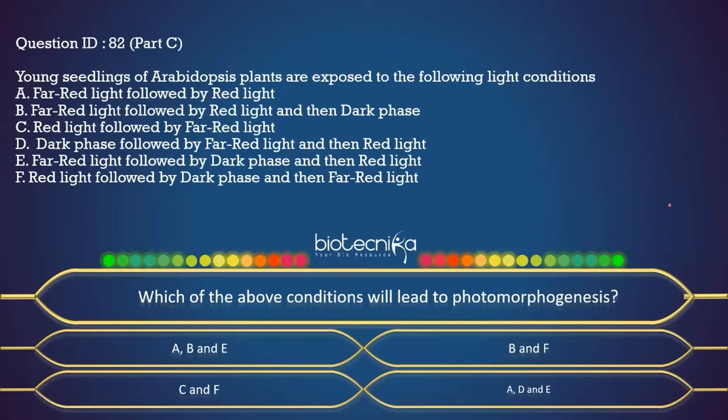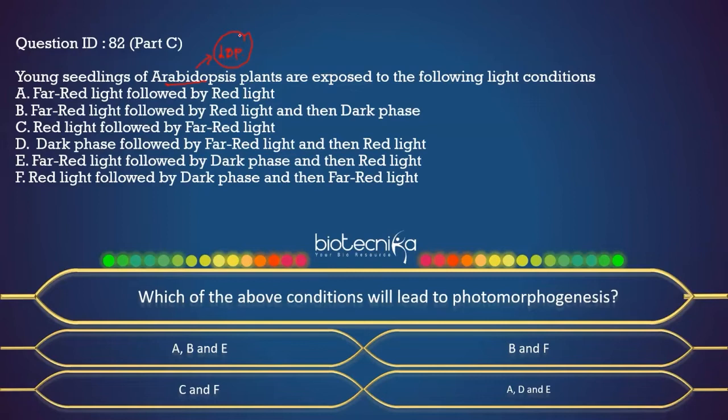The next question is a part C question, question ID 82. It is a question from plant physiology, very specifically from Arabidopsis long day plants. They were talking about whether a plant exposed to light will show seedling and flowering. That is going to be the question.